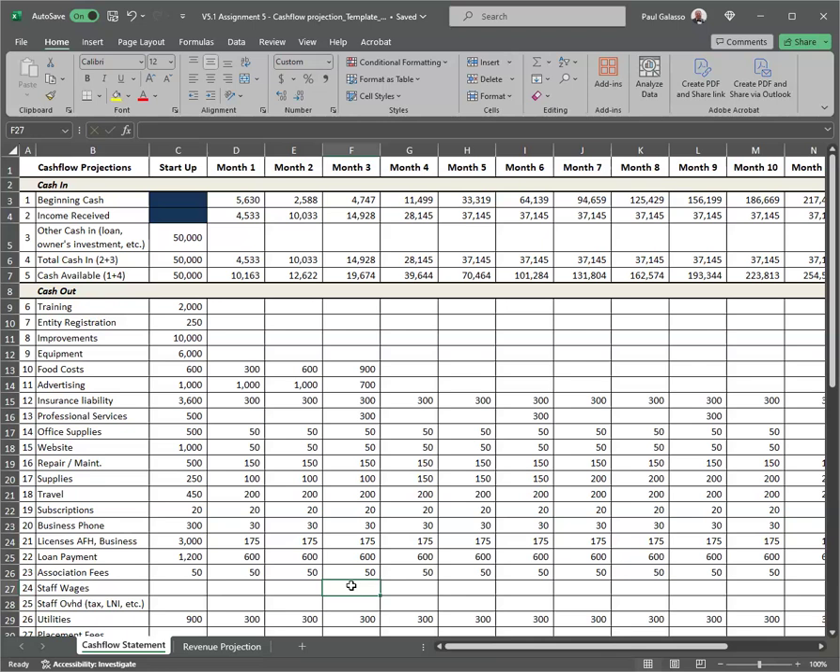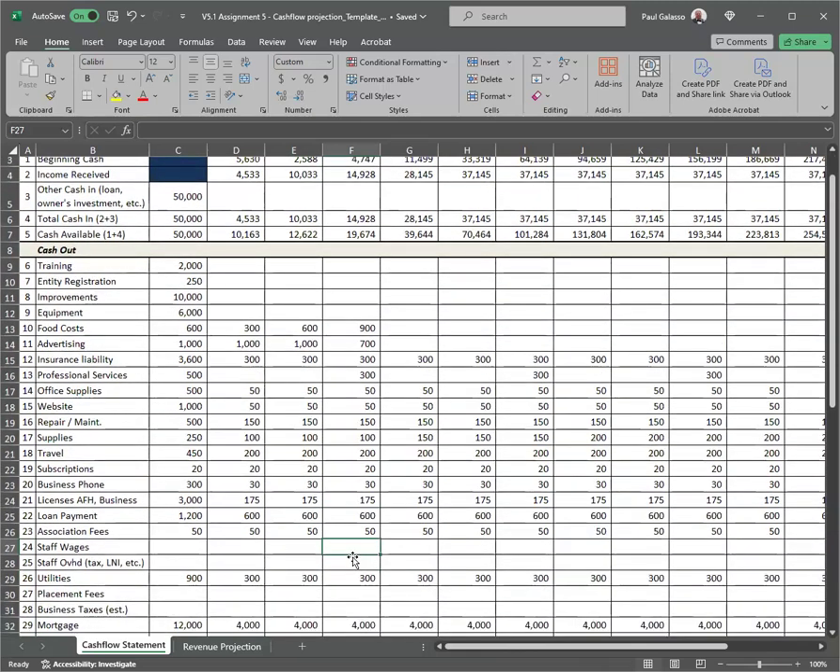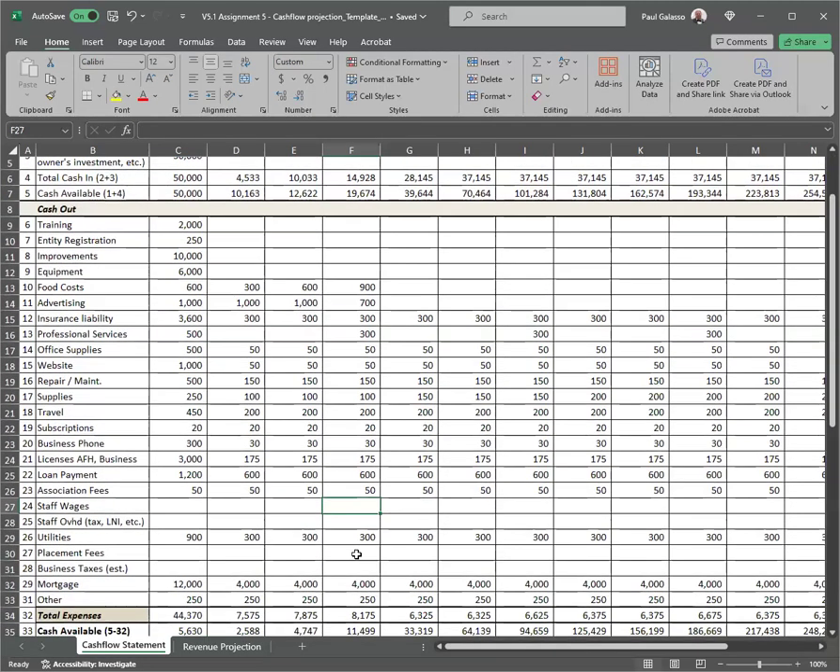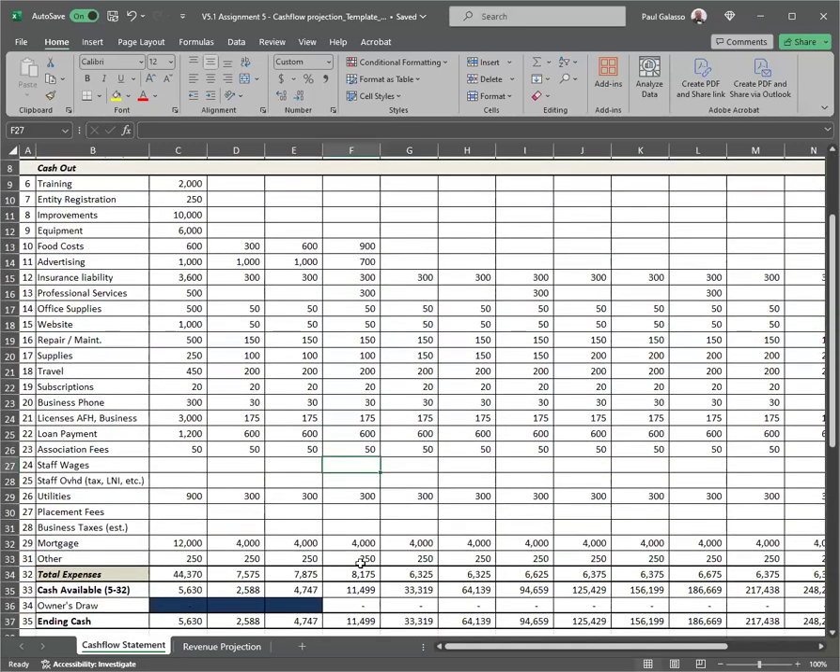Now we get down to staff wages. We have 3 residents and no staff. All right. We have 2 of us taking care of those 3 residents, so we're going to be good for this month. So let's go ahead and leave that empty again. Placement fees and business taxes aren't going to go up. Our utilities should stay the same right now. Mortgage and other will stay the same.